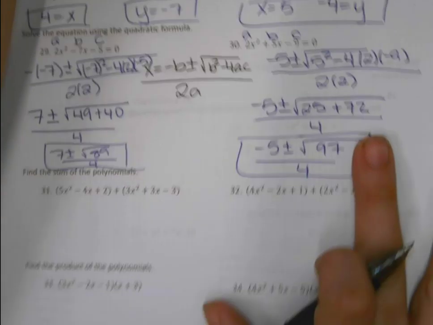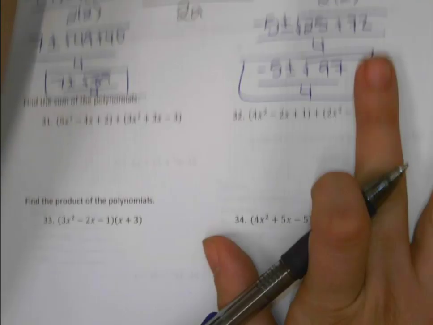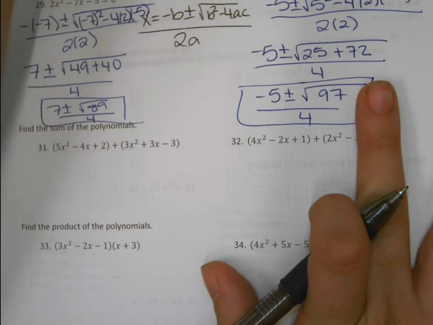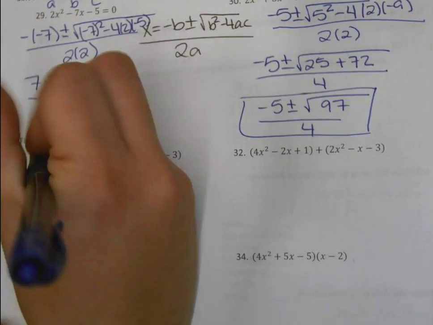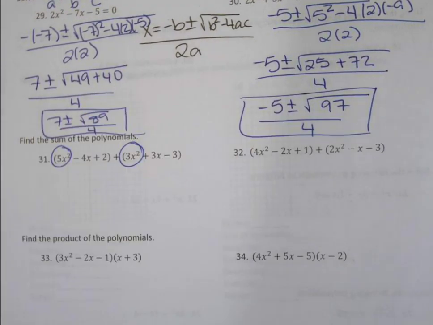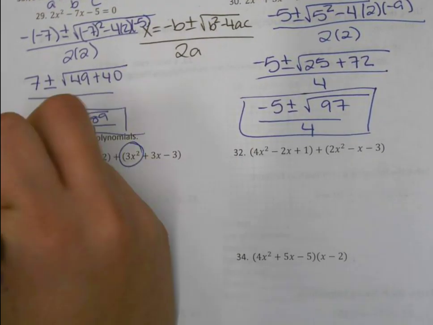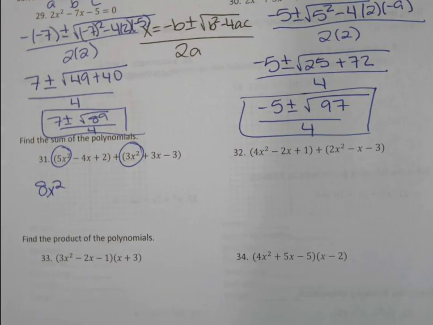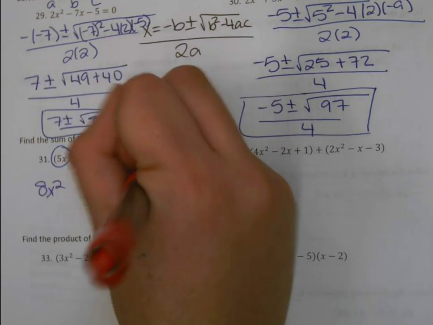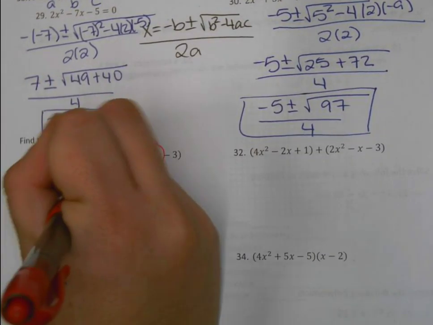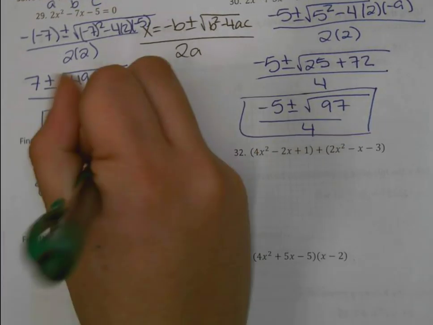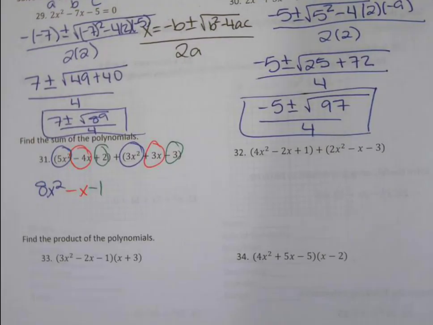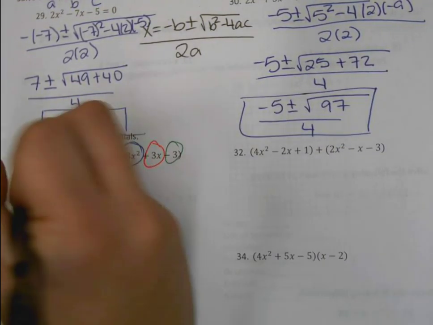Numbers 31 and 32, it wants me to find the sum. It wants me to find the sum, so I'm combining like terms. I have 5x squared and 3x squared. I have negative 4x and positive 3x. Negative 1x, so I would just write negative x. Then I have 2 minus 3. Negative 1. Questions on 31?